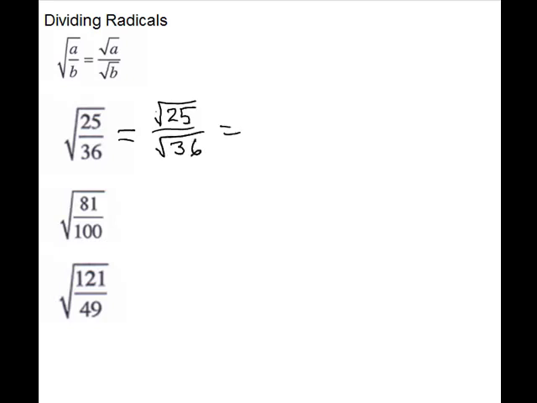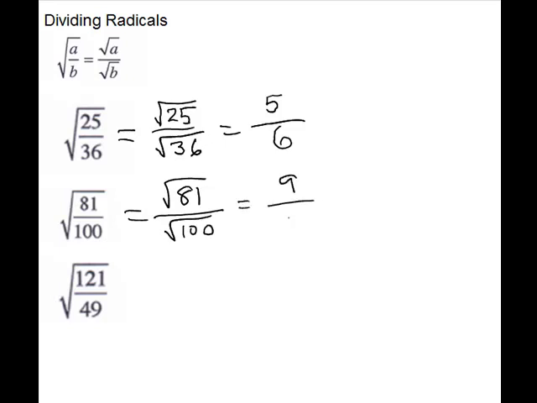And then we can simplify. Square root of 25 is 5. Square root of 36 is 6. Next one. We'll break it with the numerator and with the denominator. Square root of 81 is 9. Square root of 100 is 10.